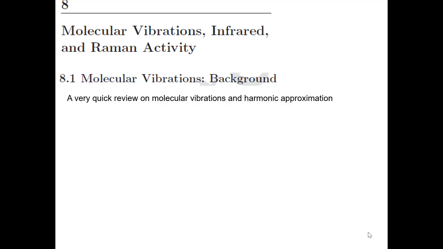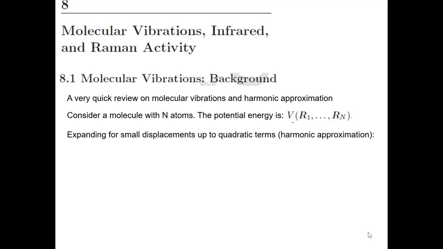Okay, so this is a quick review on the properties of molecular vibrations and the harmonic approximation. So we're going to consider a molecule with n atoms, and if you try to analyze the potential energy, it's going to be a function of the 3n coordinates, so the Cartesian coordinates of all n atoms in the molecule. So this is the potential energy of the system, and as usual, what we do is to expand this potential energy with respect to the minimum energy, to the ground state that determines the equilibrium positions of the molecule.